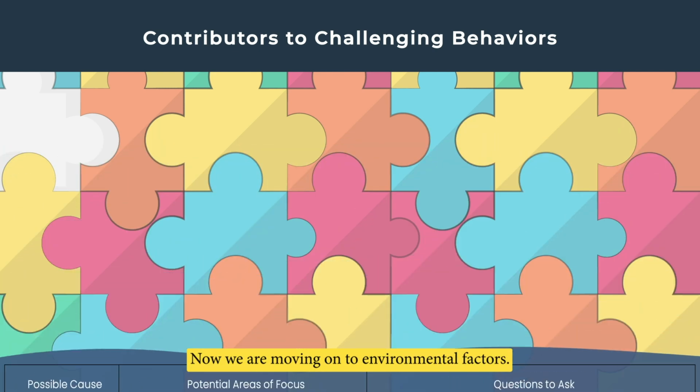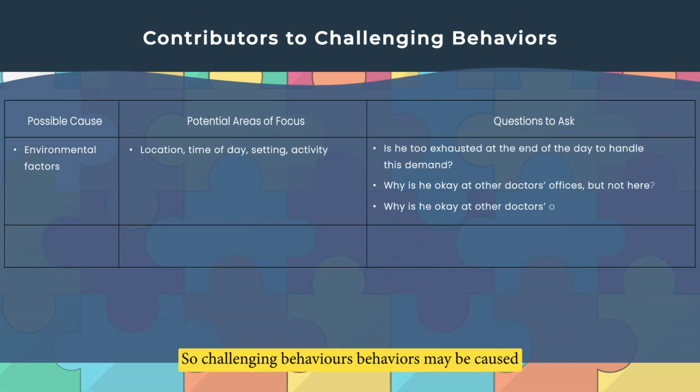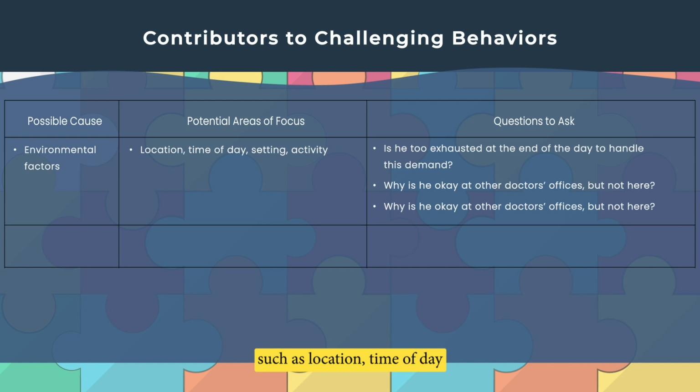Now we are moving on to environmental factors. Challenging behaviors may be caused by environmental factors such as location, time of day, setting, activity, etc. So when considering potential areas of focus, it's important to examine these environmental factors. Additionally, it is important to determine whether a particular task is beyond their abilities.